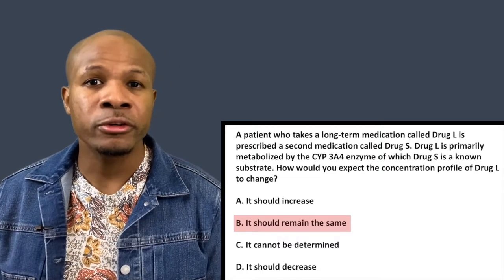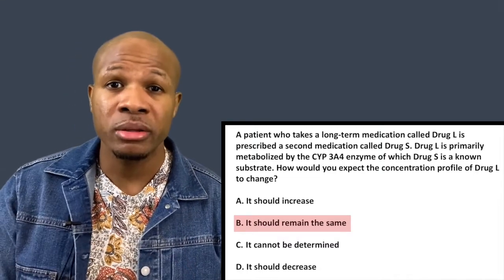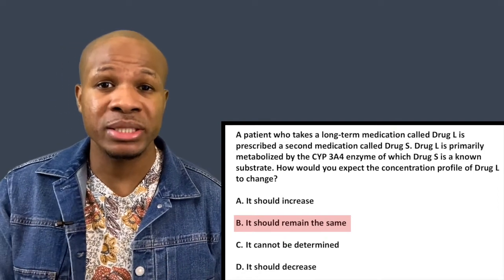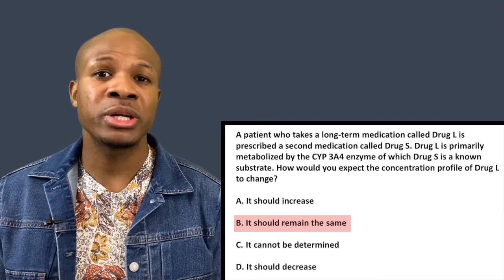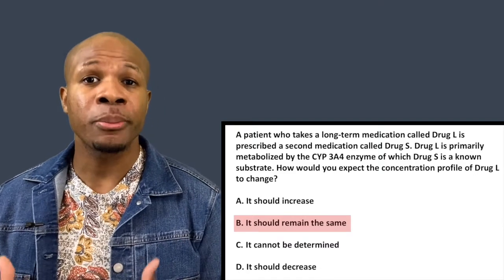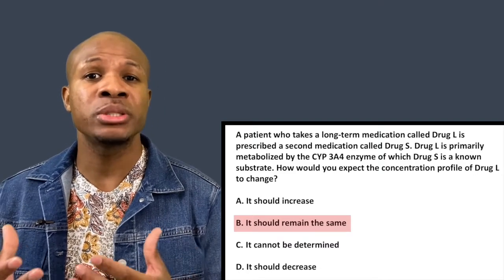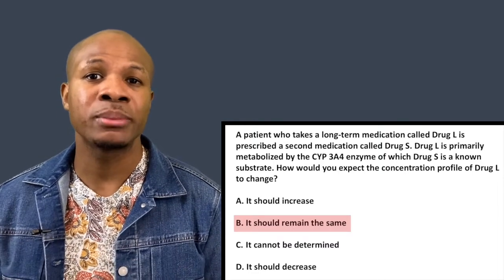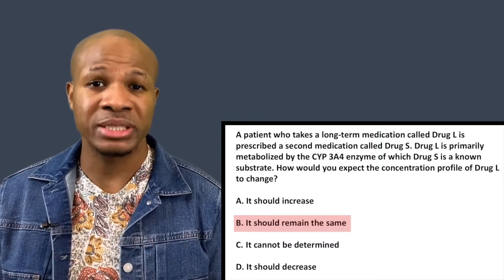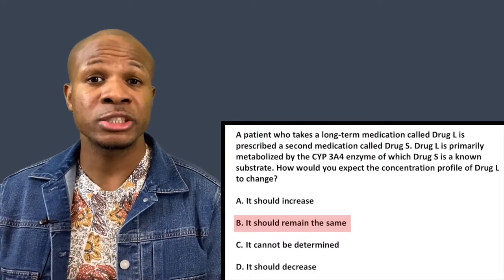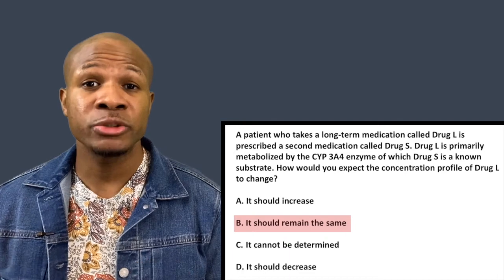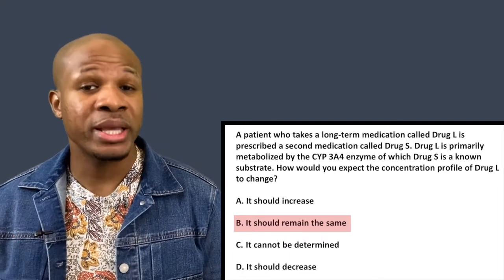You have to be careful not to confuse substrate for inhibitor. So in this question, it does not say that drug S inhibits this enzyme. Drug S is merely a substrate. So that means that the performance of this enzyme is not going to be inhibited by drug S, which means that this CYP3A4 enzyme should be able to still perform the same. And therefore, the concentration of drug L should not be impacted by this drug. So the correct answer is answer choice B. It should remain the same.